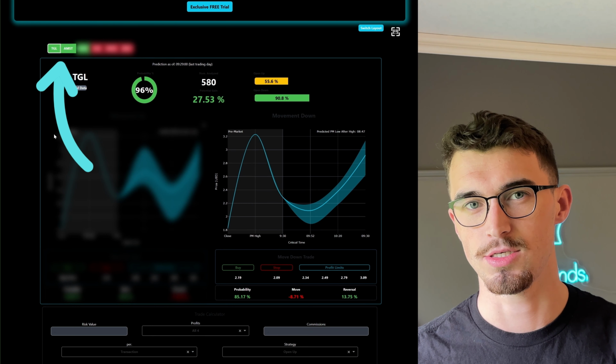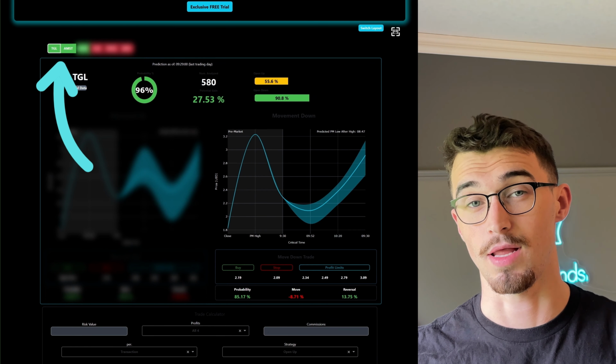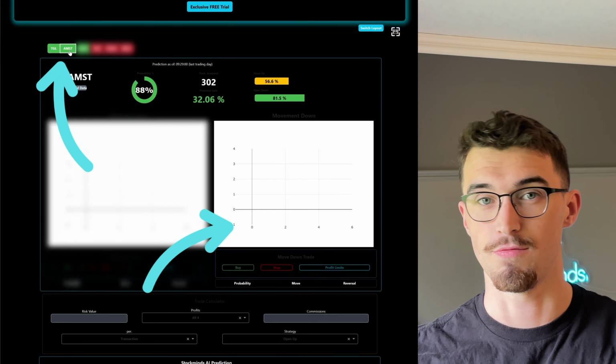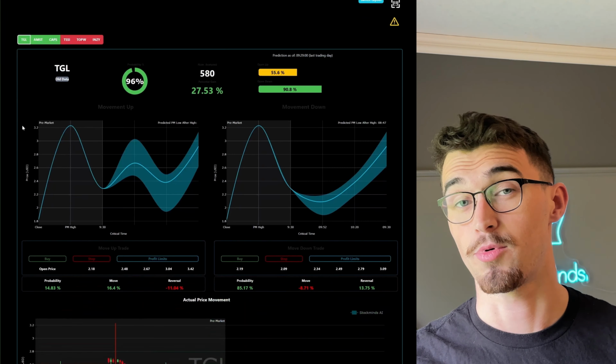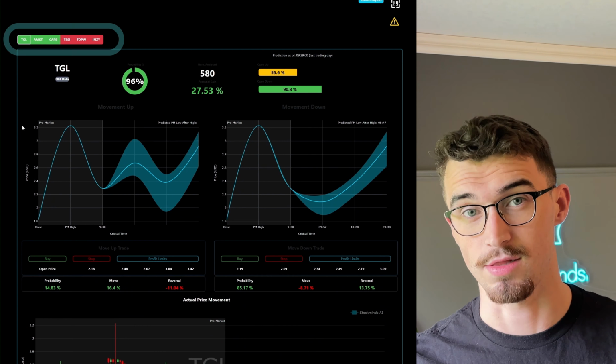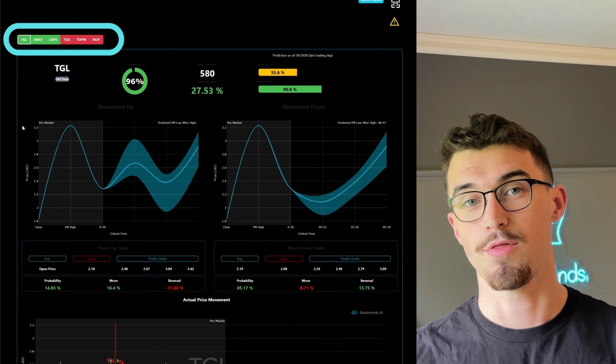Free users will only get the two highest probability stocks and only the most likely movement of the two possibilities for each of those stocks. If you're a premium user, you will get all of the likely stocks and you will get both predicted movements and trades so that you can potentially profit even if StockMines AI gets the prediction wrong.